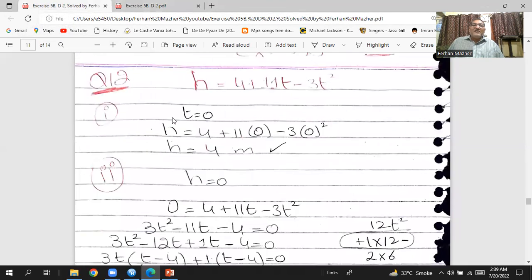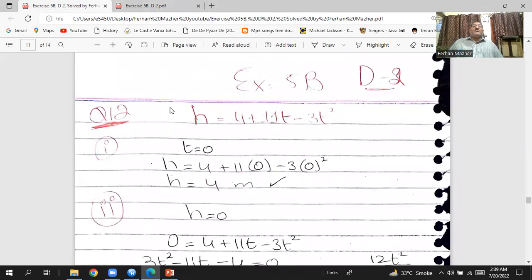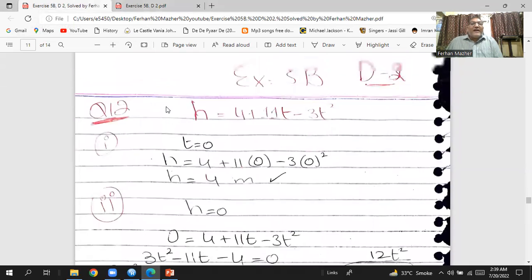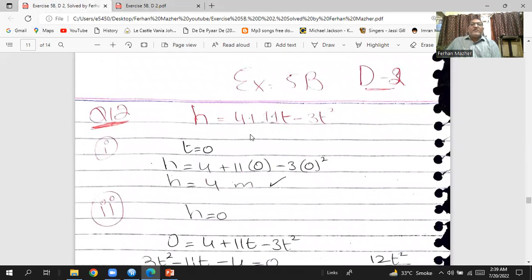Very simple strategy. So this is exercise 5b, question number 12. And here we have h equals 4 plus 11t minus 3t square. At the start, when the time is 0, that is the time when the prey was dropped. So its height can be found. In the place of t, put t equals 0 in this equation. So you will have h equals 4 plus 11 into 0 minus 3 into 0 square. So you will have h equals 4 meter. It means that the hawk dropped the prey from a height of 4 meter.